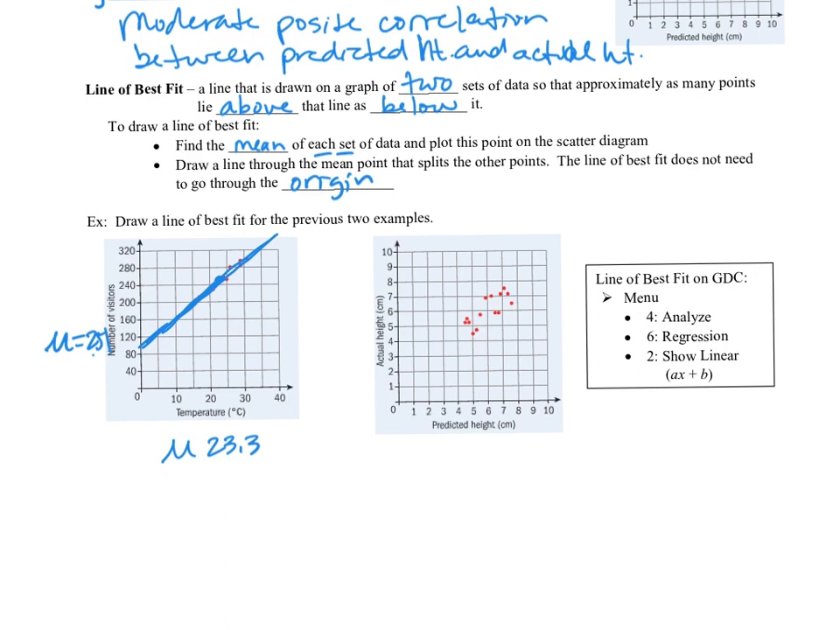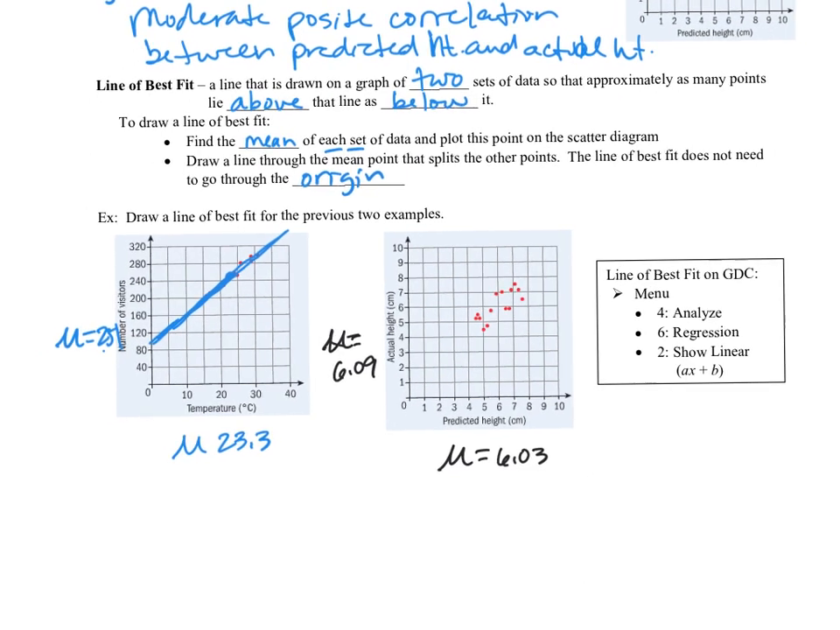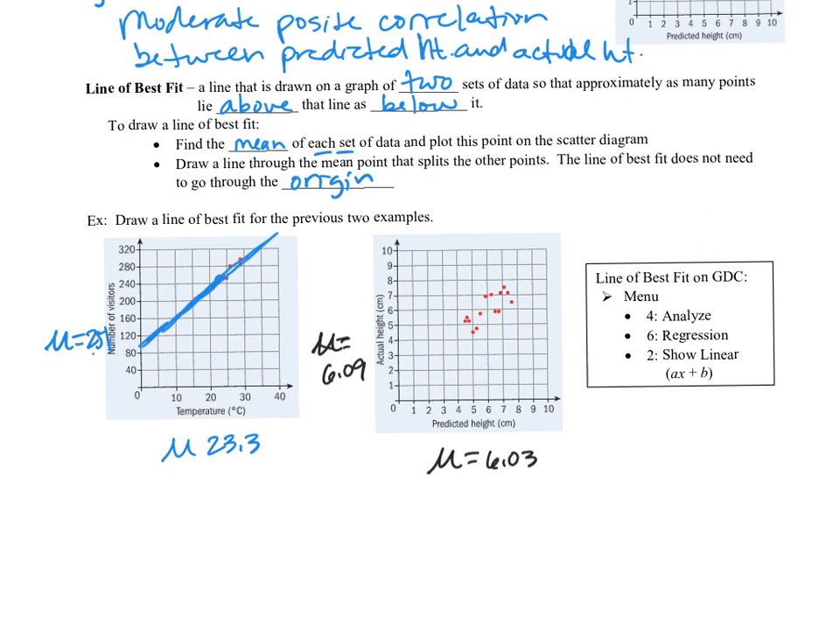This next example is going to be a little bit easier. The mean of the actual height was, let's see, 6.09. Again, we'll let the calculator find that for us. And the mean of the predicted height was 6.03. Now, these are measured to the nearest hundredths of centimeters. So basically, we could call the mean of each one 6 and 6 respectively.